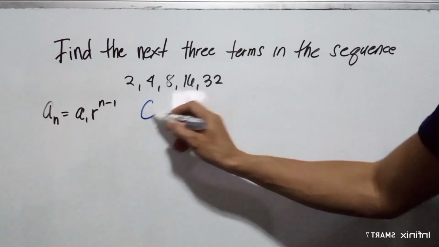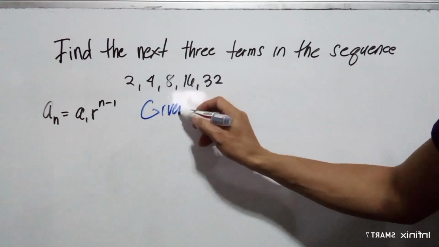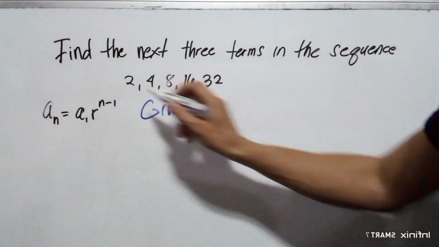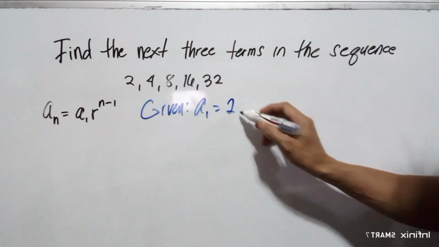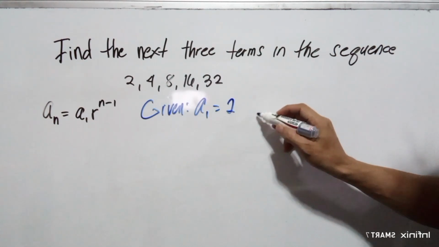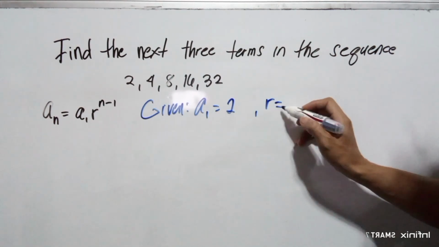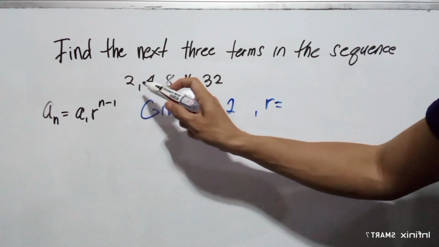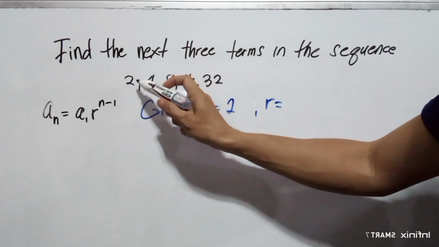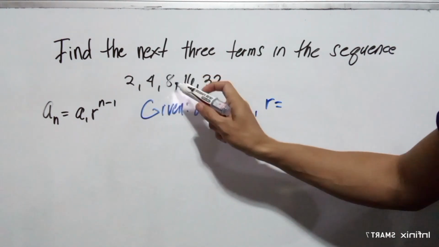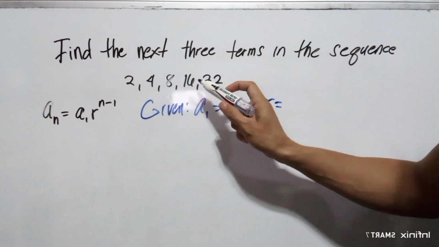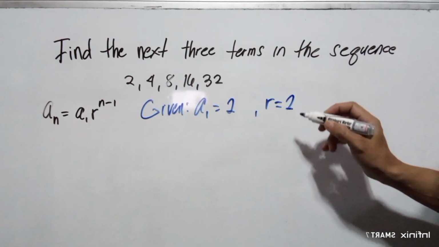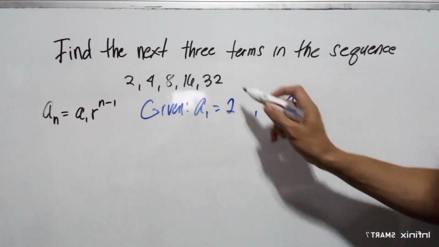Okay, so yung given natin dito, a sub 1 is equal to 2. Okay, then kunin natin yung common ratio. So, yung common ratio is we have to multiply dito kay 2 para magiging 4. Okay, 2 times 2, 4 times 2, 8 times 2, 16 times 2, 32. So, yung common ratio is 2. Okay? So, hanapin natin yung next 3 terms.